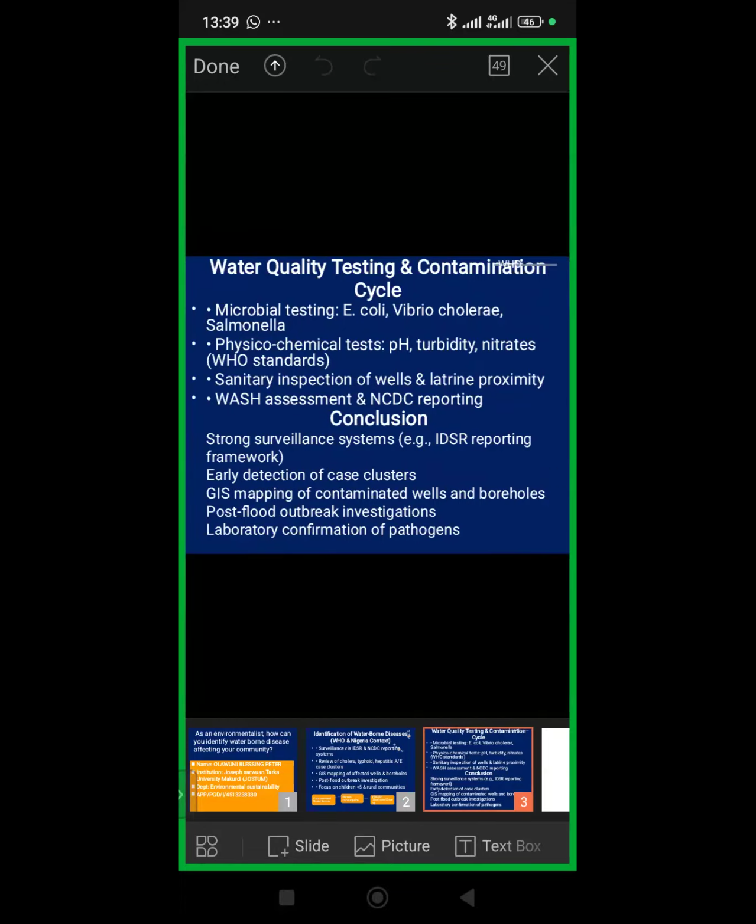In conclusion, a strong surveillance system should be put in place. Early detection of case clusters before they escalate and spread. There should be a geographic information system for contaminated wells and boreholes. There should be post-flood outbreak investigation. There should be laboratory confirmation of pathogens. Thank you very much.